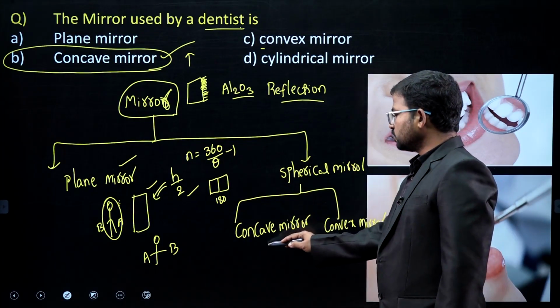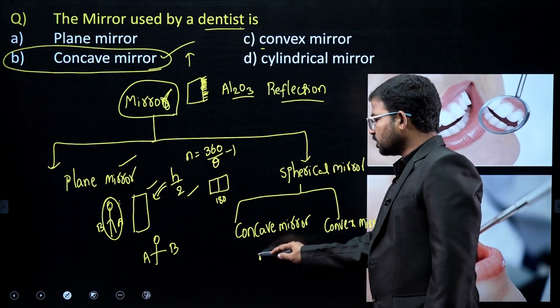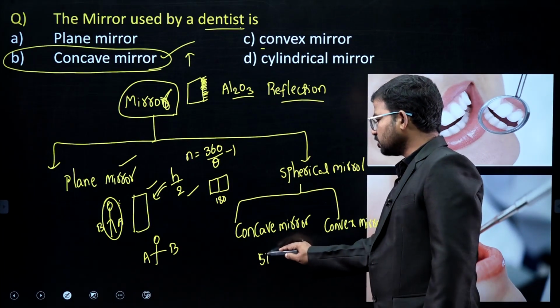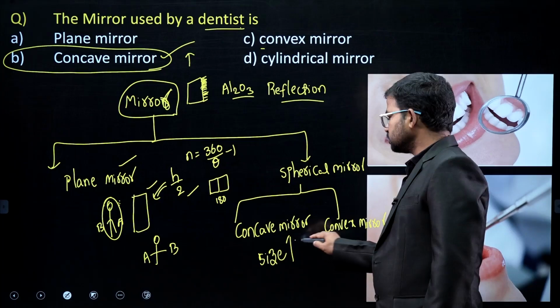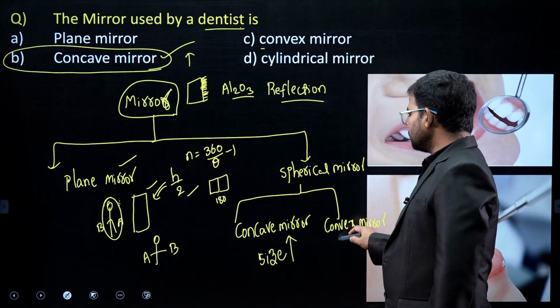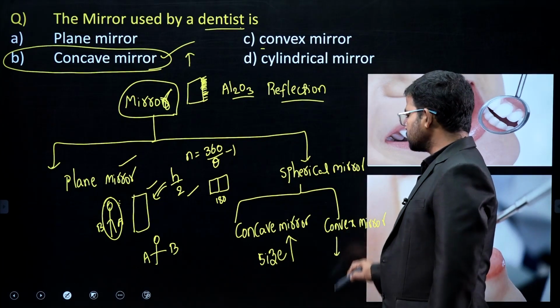Next, the concave mirror. By using a concave mirror, we can increase the size of the image. Next, what about the convex mirror? By using this mirror, we can reduce the size of the image.